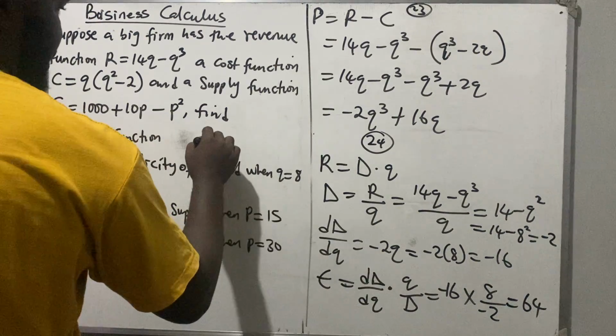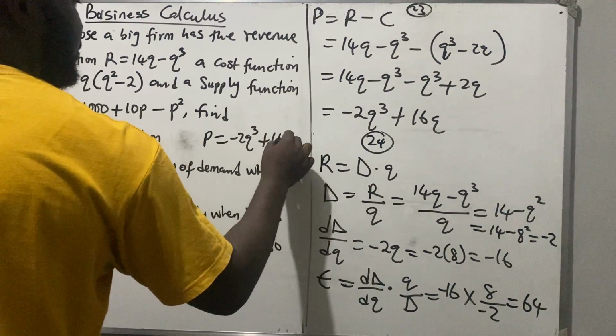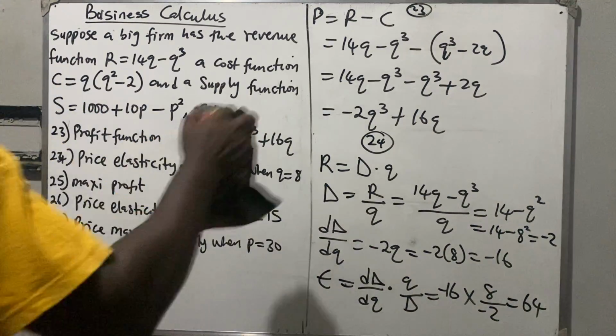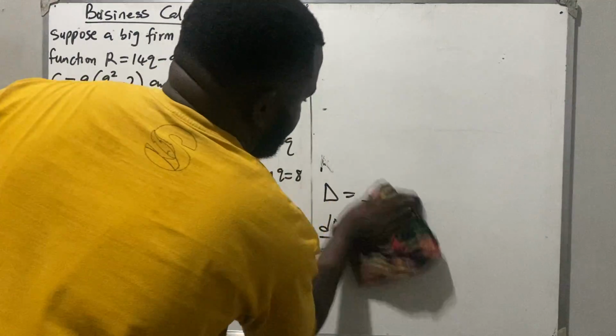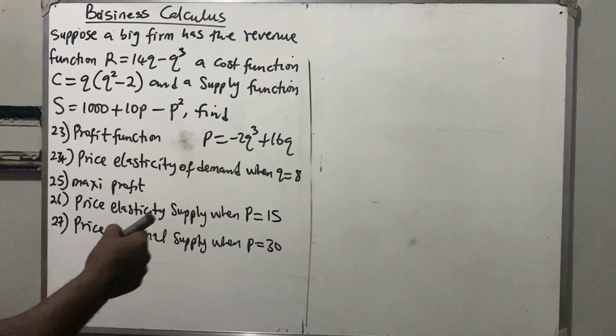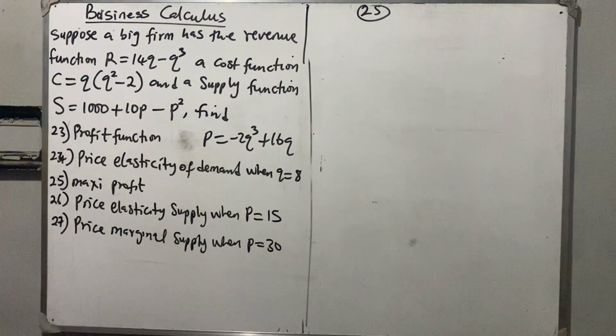So let us now clean here so that we can write our price down. Our price is equal to minus 2Q squared plus 16Q. Okay, this is our price. So this is for question number 23 and 24, please. The other one is not correct. So we'll go to question number 25, where we have to calculate the maximum profit. Let us differentiate this.